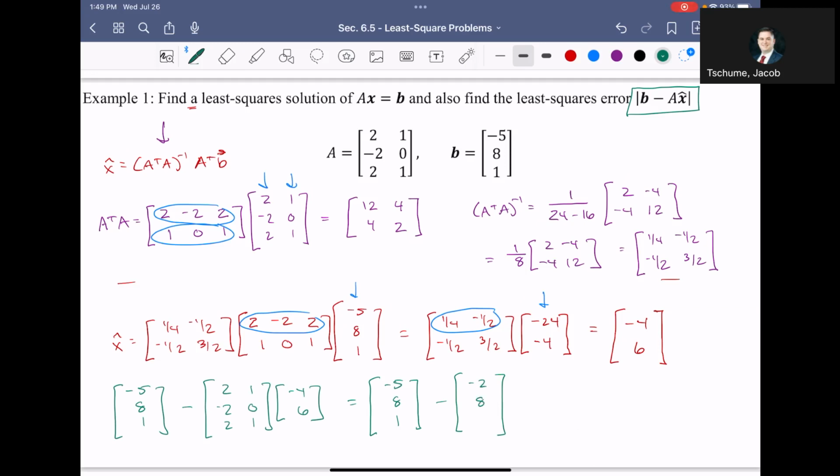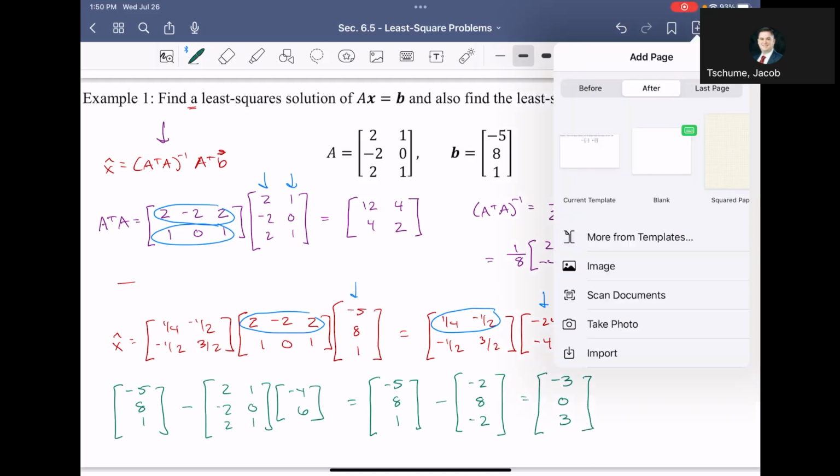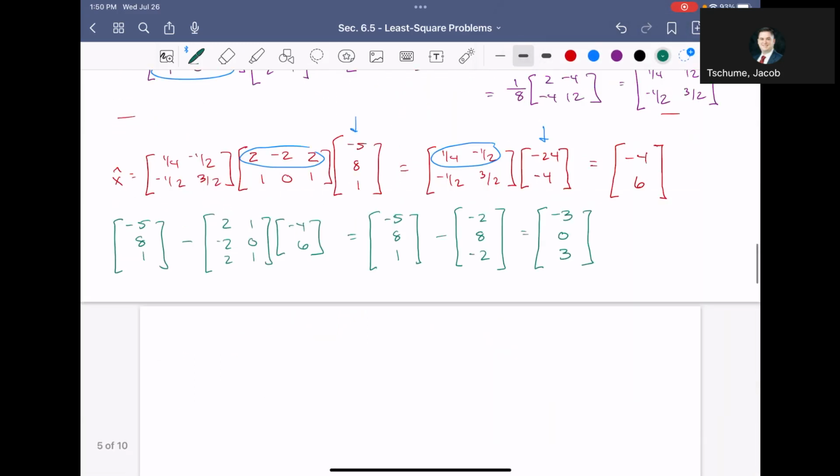8 plus 0 is 8. And then -8 plus 6 is -2. Subtracting these two vectors from one another, you should get -3, you should get 0, and you should get 3. So from here, you want to find the magnitude of this vector you just found.